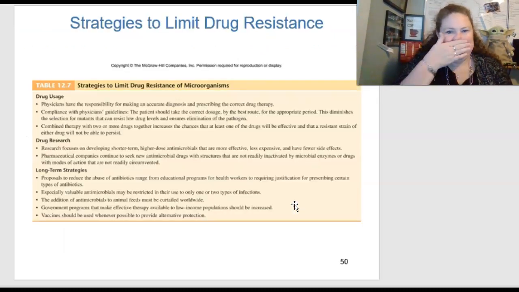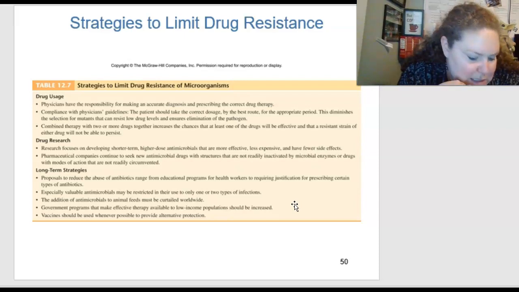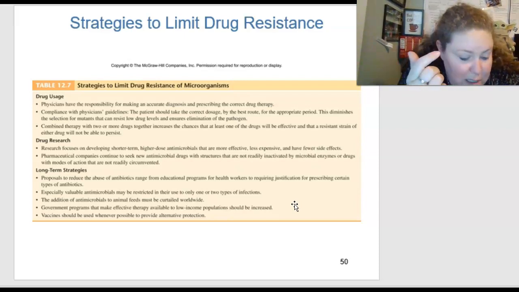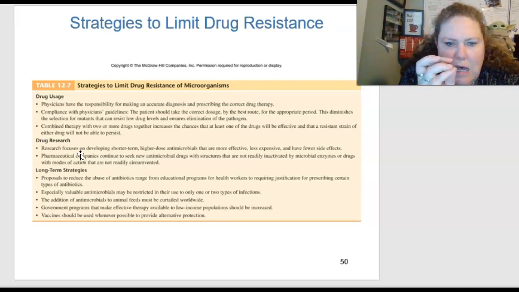Okay. So how do we limit this? Well, take your antibiotics, guys, and do your whole course of treatment. And so this is in the newer version of the book, it is figure 12.8. And so we have usage, research your drug, make sure that you're using it for the right antibiotic, right, or the right cell that you're targeting. And then also we have long-term strategies such as reducing the abuse of antimicrobial usage.